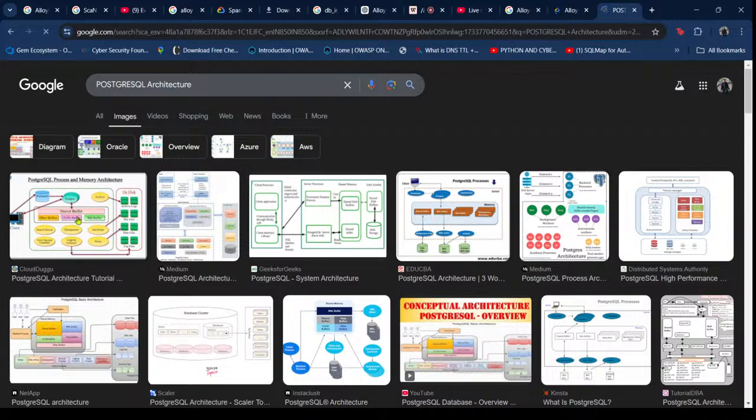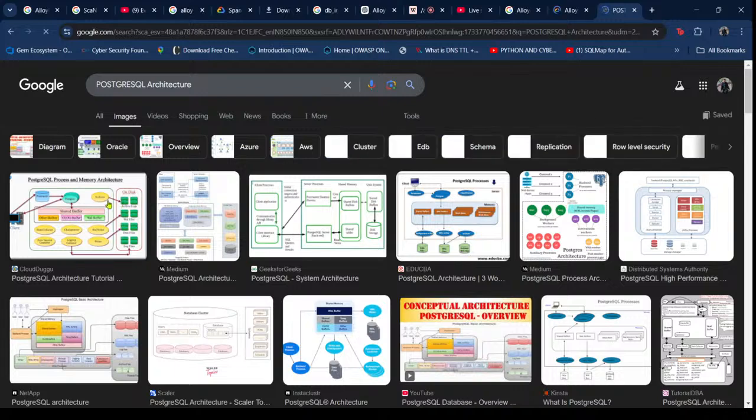Processes and memory architecture. I think this will be a test cricket type of learning for the database of PostgreSQL. We'll learn about different things.